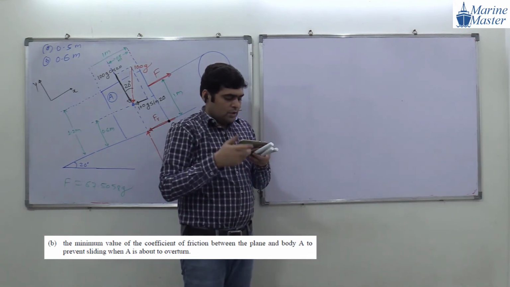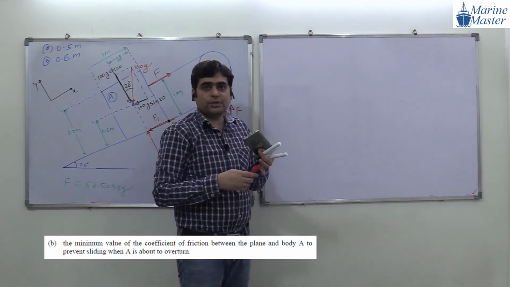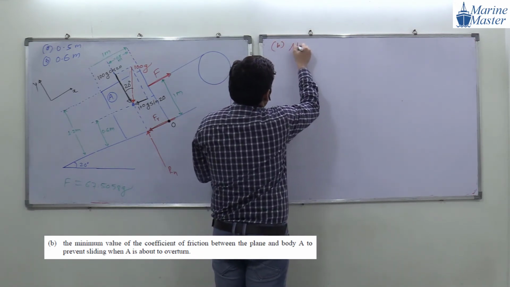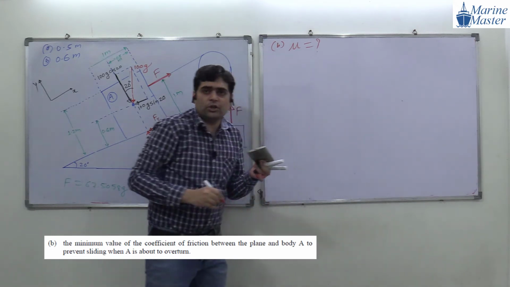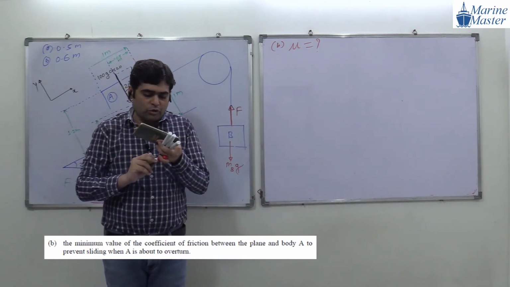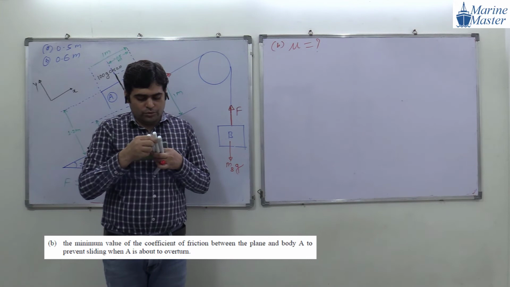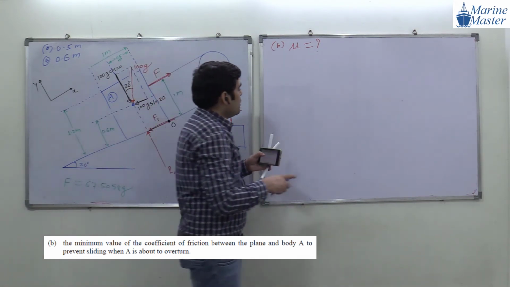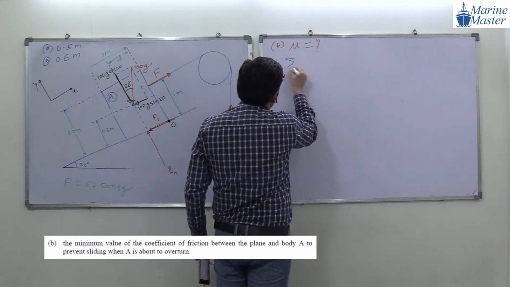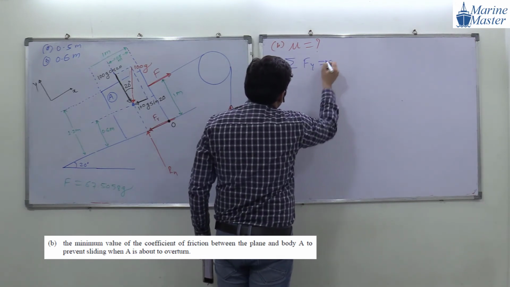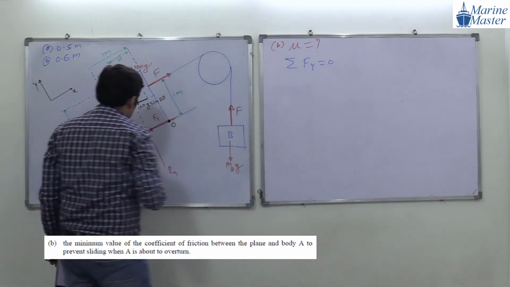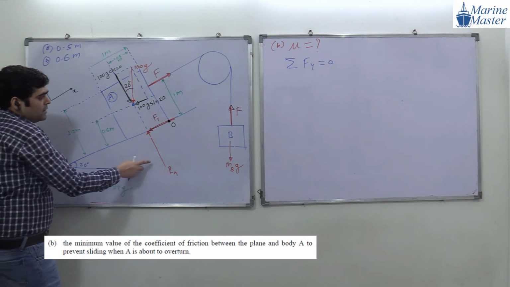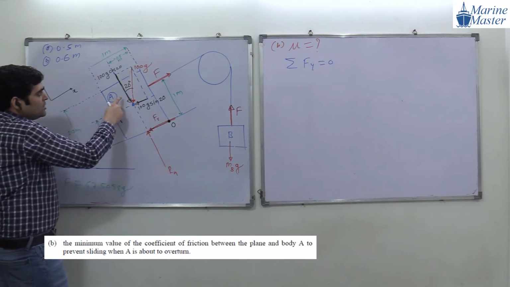Okay, so what are they asking us here in this question? In B part, they are asking us mu, coefficient of friction. So what are we going to do for this one? We will start with summation of forces in y direction equal to 0. See the scenario. What are the forces in the y direction for mass, sorry, mass A? First of all, Rn, and then 100G cos 20.